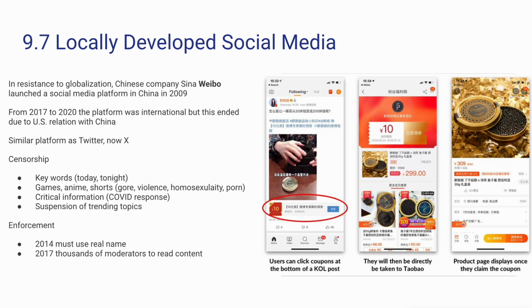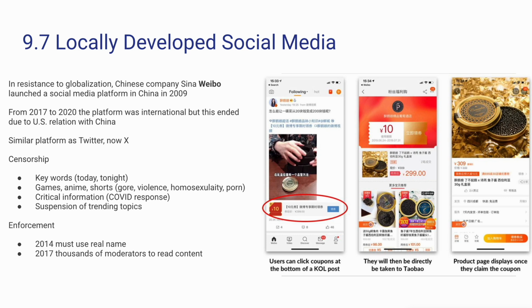All right, another thing we can talk about is locally developed social media. And so, in resistance to globalization, you have local social media platforms such as Weibo that was launched in China in 2009. From 2017 to 2020, the platform was international, but this ended because of the U.S. relation with China. And this is a similar platform to Twitter, which of course now is called X.